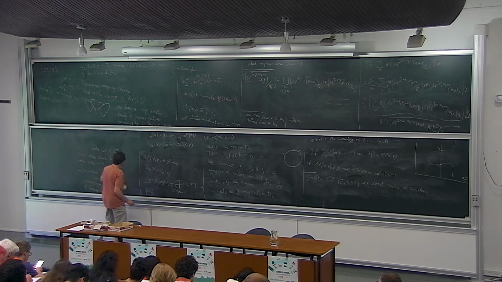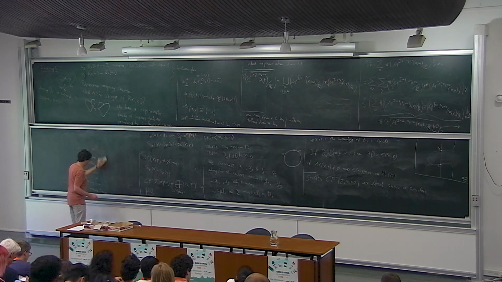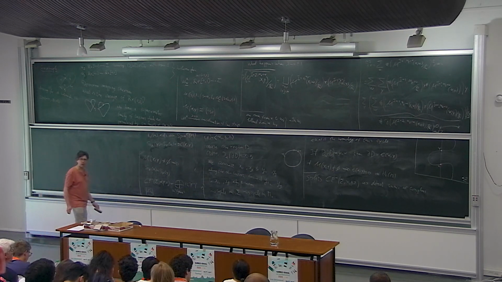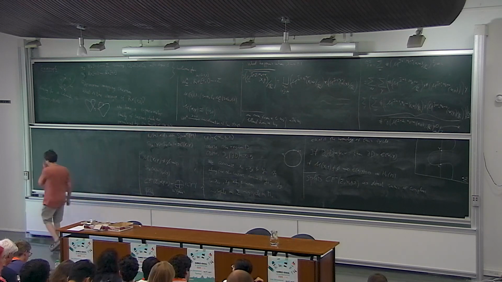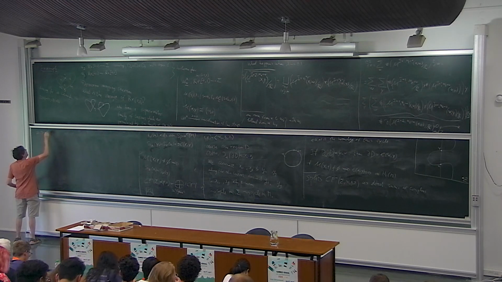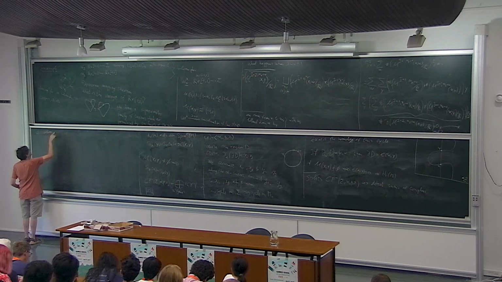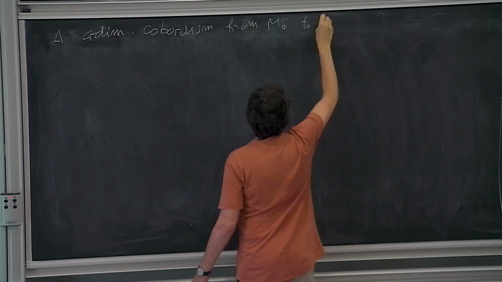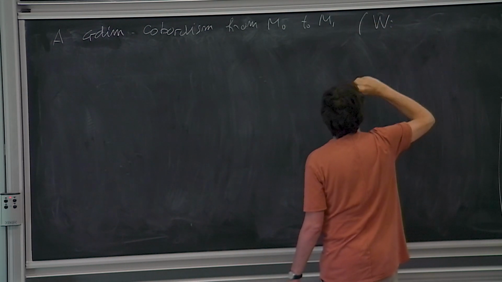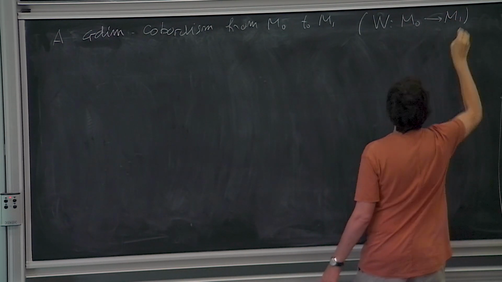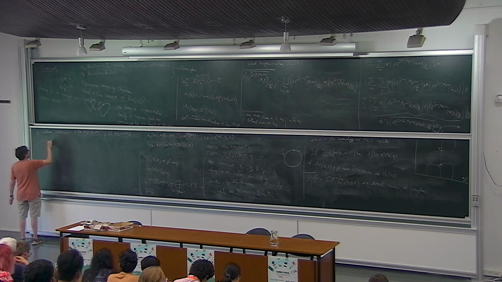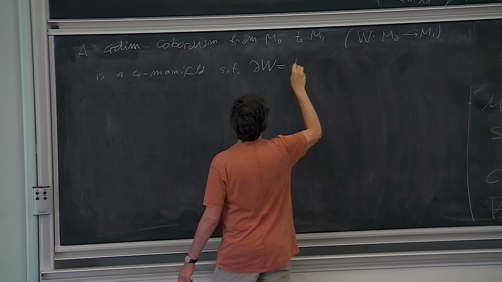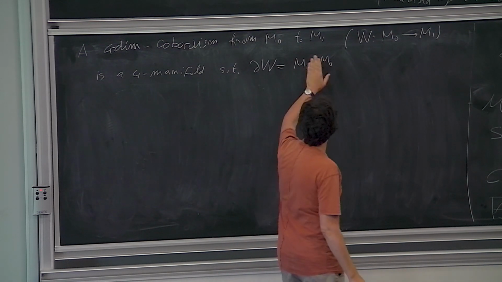Heegaard Floer homology wouldn't be that useful if we only had what I've described so far, but what makes it really useful is that we also have maps coming from cobordisms. So let's see what kind of cobordism we have. A four-dimensional cobordism from M0 to M1, and we'll use this notation as if it were a function, is a four-manifold W such that the boundary is equal to M1 minus M0, where minus means M0 with the opposite orientation.